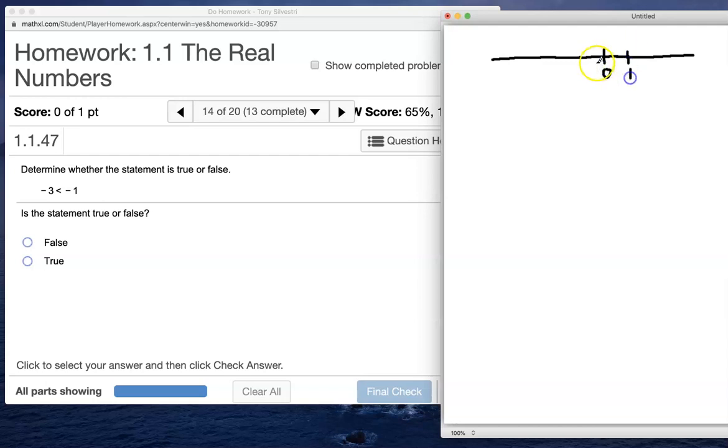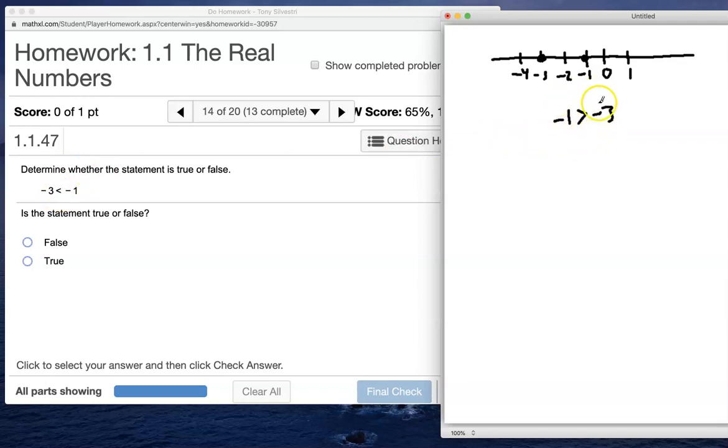0, 1, -1, -2, -3, -4. That's enough. I'm bored already. -3 is over here. Right there, that's -3. -1 is over here. Anything to the right is bigger than to the left. -1 is bigger than -3. That's true. That means the same thing. This and what I have on the screen are exactly the same thing.